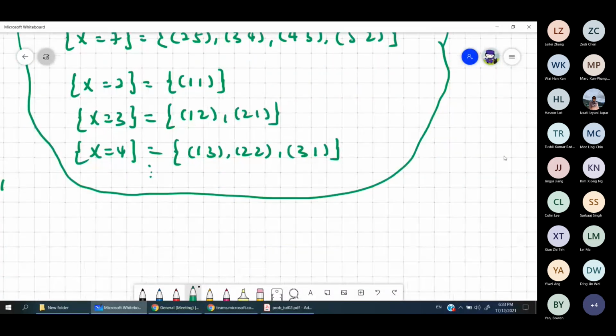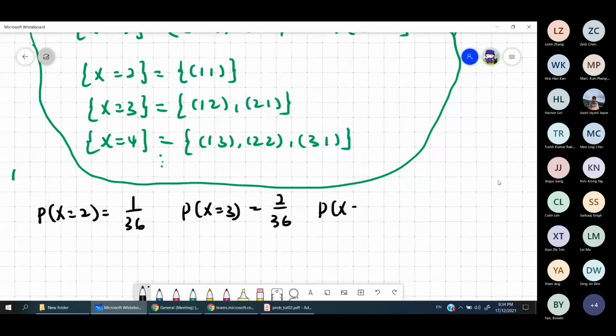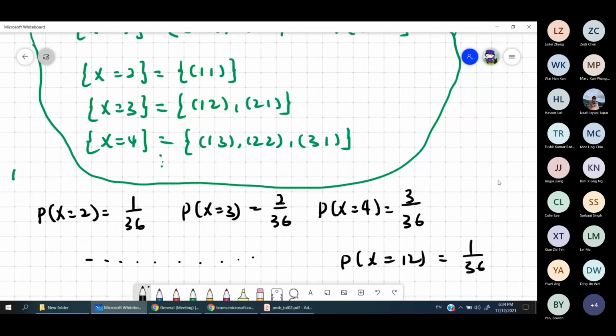From here you can calculate the probability. P of X equals 2 will be, because it's only one element, 1 over 36. P of X equals 3: there are 2 of them, so 2 over 36. P of X equals 4 will be 3 over 36, and so on. Finally, the last one will be 6, 6, so 1 over 36. So altogether, 11 of them.